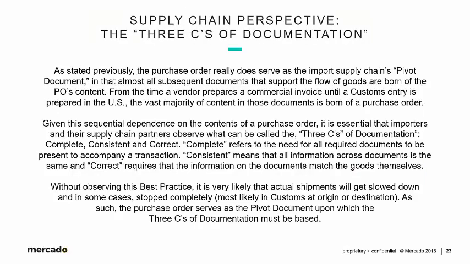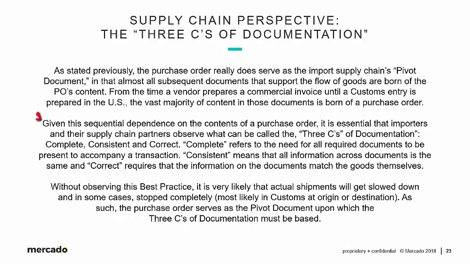Okay, supply chain perspective, what we like to call the 3 C's of documentation. Let's jump right in. As stated previously, the purchase order really does serve as the import supply chain's pivot document, in that almost all subsequent documents that support the flow of goods are born of the PO's content. From the time a vendor prepares a commercial invoice until a customs entry is prepared in the U.S., the vast majority of content in those documents is born of a PO. We've explained that, we've emphasized it, it must be accepted as supply chain gospel.